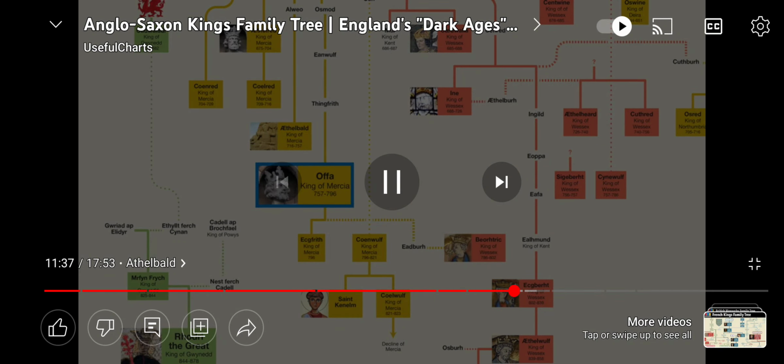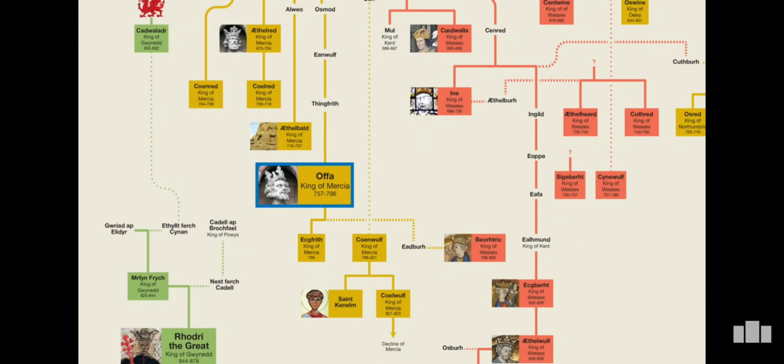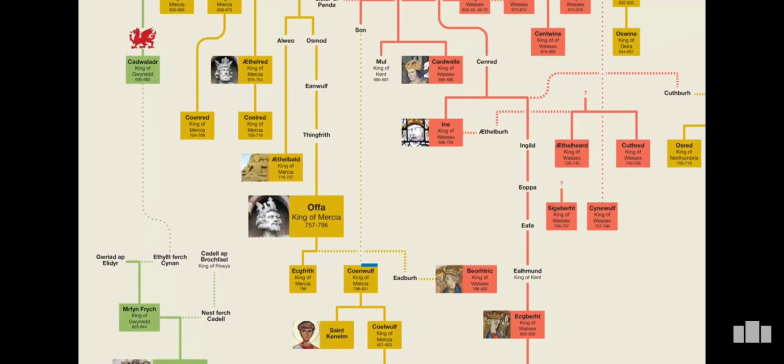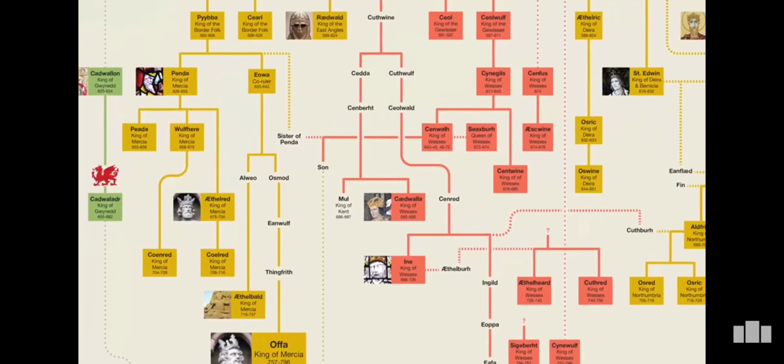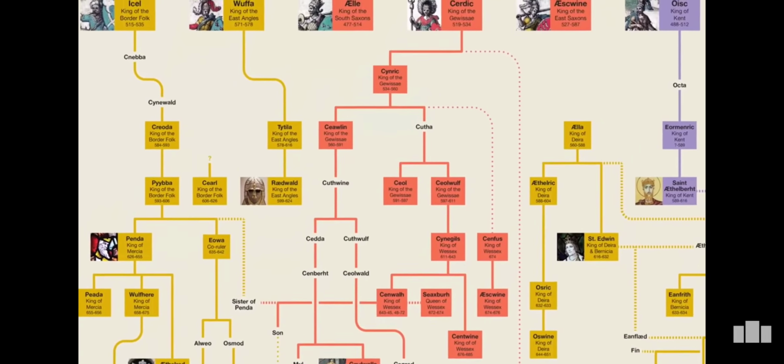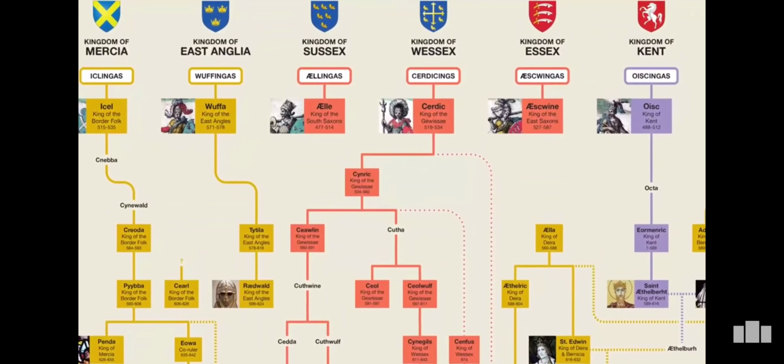After a nice long reign of 39 years, Offa was succeeded by his son Ecgfrith, and then by a distant relative named Coenwulf. However, in the decades that followed, Mercia started to decline, and Wessex would soon replace it as the dominant power. So, let's turn our attention to Wessex.